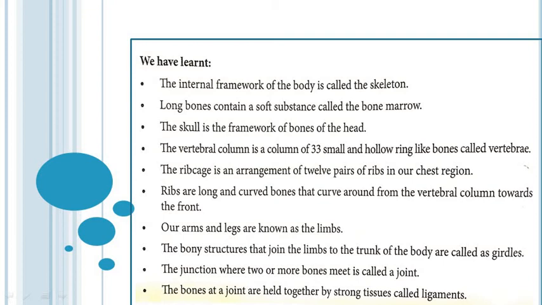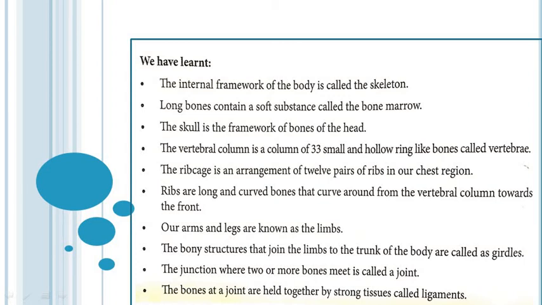The first part was the skull. The skull is the framework of the bones of the head. The vertebral column is the column of 33 hollow ring-like bones. The rib cage is an arrangement of 12 pairs of ribs in our chest in which our heart and lungs are protected. Ribs are long and curved bones that curve around from the vertebral column towards the front.